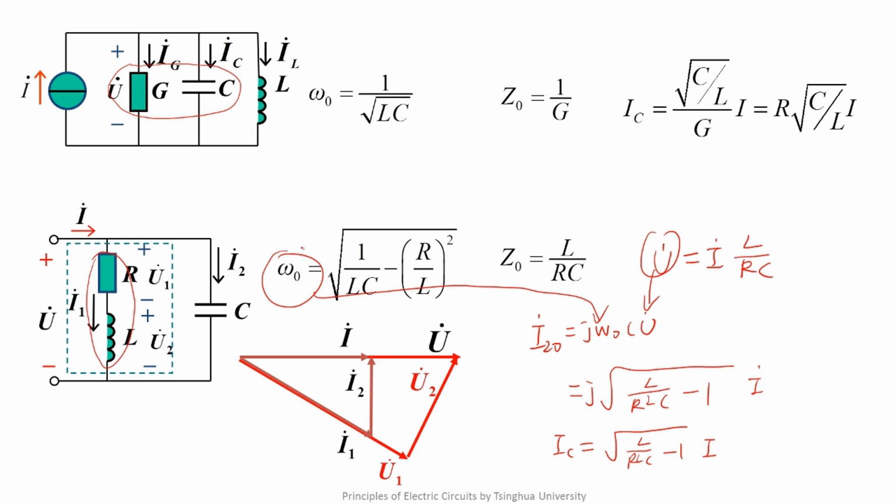Let's compare the conclusions of the two parallel resonances. Firstly, when the parasitic resistance tends to be zero in the coil and capacitor parallel resonance, the resonance frequencies of the two circuits are the same. Secondly, if the parasitic conductance of the capacitor and the parasitic resistance of the inductor both tend to be zero, then the input impedances of the two circuits in parallel resonance are both infinite. Similarly, if G tends to 0 and R tends to 0, IC in the two resonance circuits both tends to be infinite. Well, this is the end of this lecture.